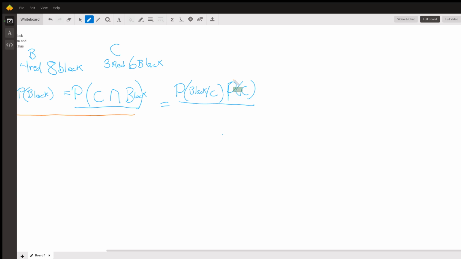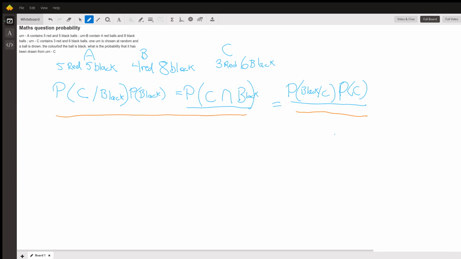We can figure both of those on the right fairly easily. The overall probability that it's black is a little more difficult, but if we do that, then we'll have the conditional probability that it is from urn C given that it is black. So let's work on each of these.